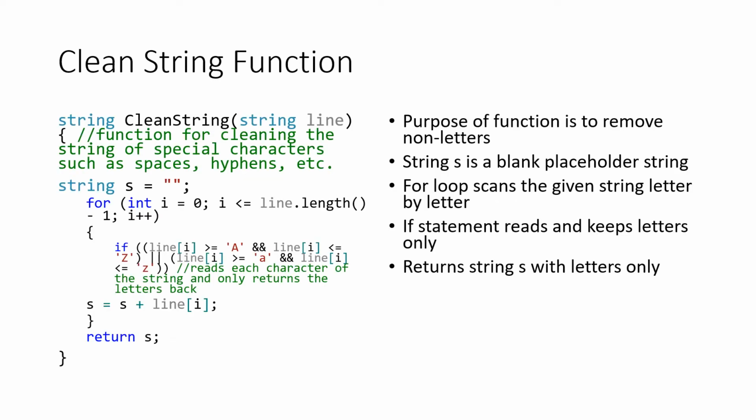So the first function I have is the clean string function. The purpose of the function is to remove all the non-letters from the string the user entered, so that includes things like commas, hyphens, spaces, anything that's not one of the 26 letters in the alphabet. It starts with string s, which is just a blank placeholder string, and the for loop will go through the string character by character, and keep only the letters, depositing them into s letter by letter. At the end of it, it'll return string s, now the same string as the one the user entered, but without any spaces or special characters.